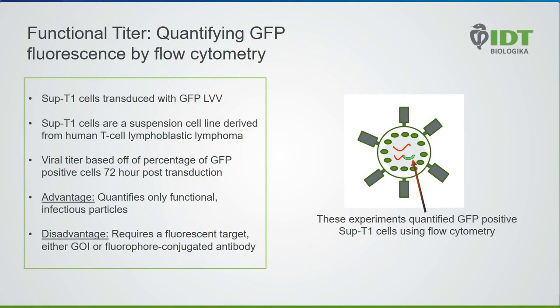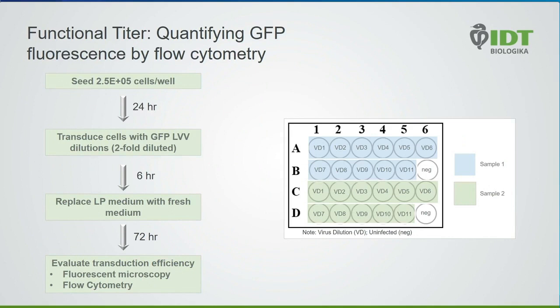Even though this method is more time-consuming than the two physical titer methods previously described, it is advantageous in that it only quantifies the functional infectious particles. The disadvantage is that it requires a fluorescent target. This could either be your gene of interest, such as GFP, which is what we're using in these assays, or it requires a fluorophore-conjugated antibody in order to be analyzed by flow cytometry to distinguish between the infected and uninfected cells. The process for how this method is performed is depicted here in a flow diagram.